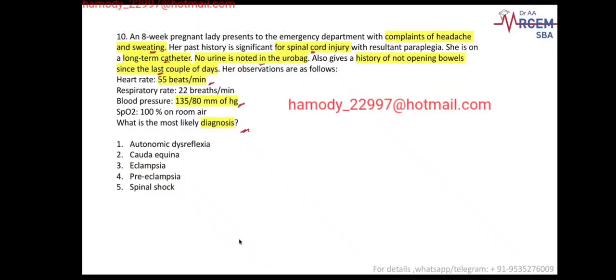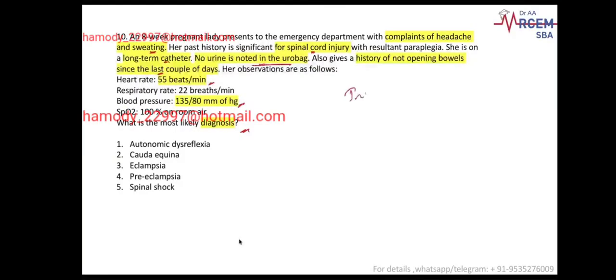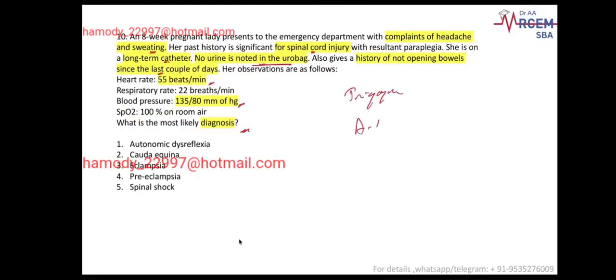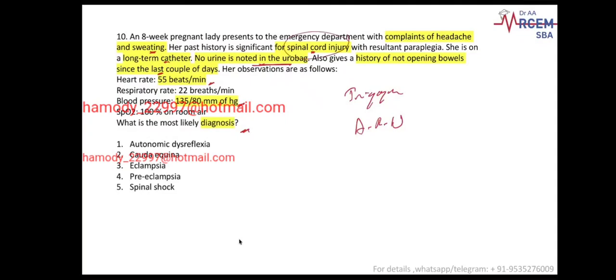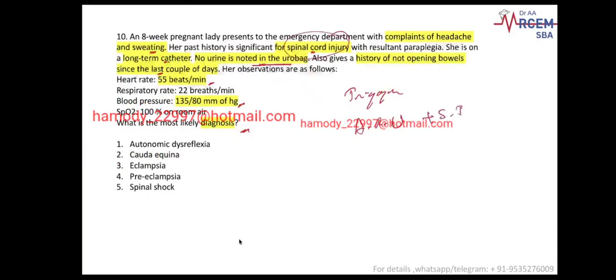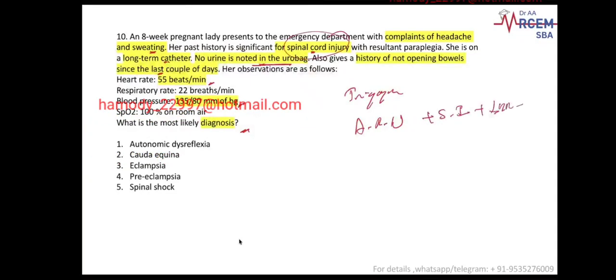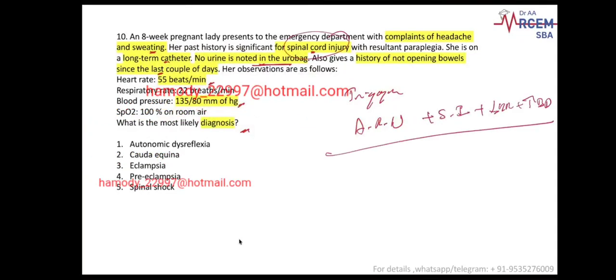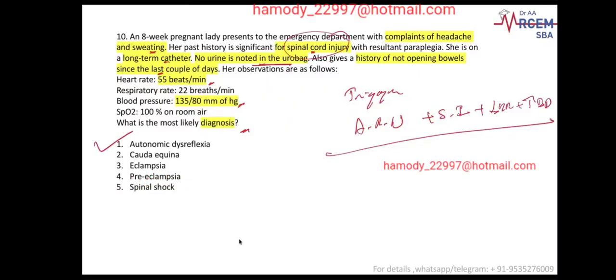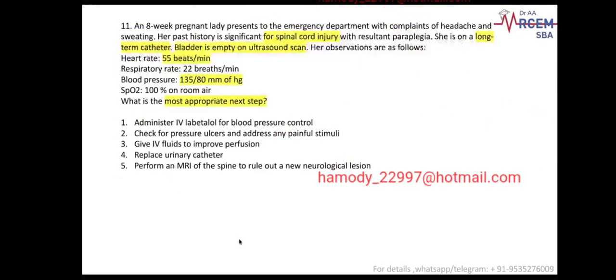So does it satisfy everything? It looks like no urine in the urobag. That means there is a trigger agent, suggestive of an acute retention of urine. Spinal cord injury, yes, it is present along with low heart rate and slightly high blood pressure. Everything is satisfied. That's why it is autonomic dysreflexia in this patient.